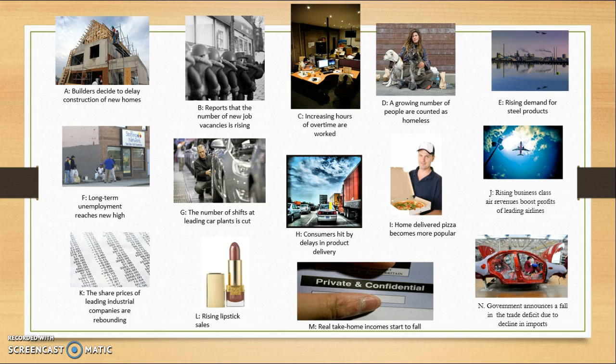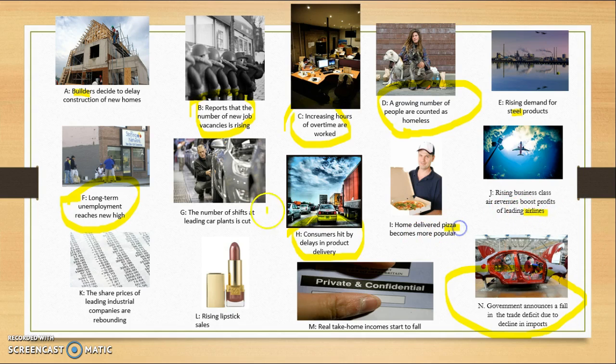Okay, so again, looking at these, some of your macroeconomic concepts would be something like this, because it's not specific to an industry. Again, not specific to an industry, not specific to a particular industry. Again, this can affect a whole range of industries if there's delays in product delivery. So they're all your macroeconomic concepts. And your microeconomic concepts affecting the building industry, affecting steel, affecting airlines, delivery of pizza, shifts at car plants, lipstick sales are all individual industries.